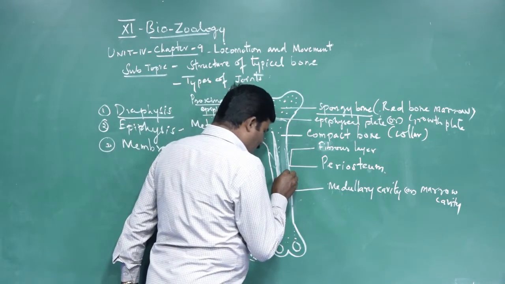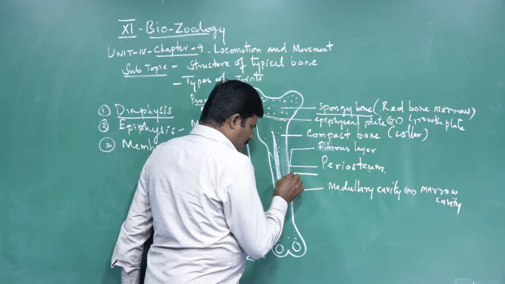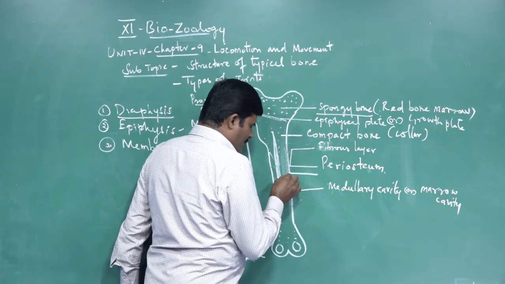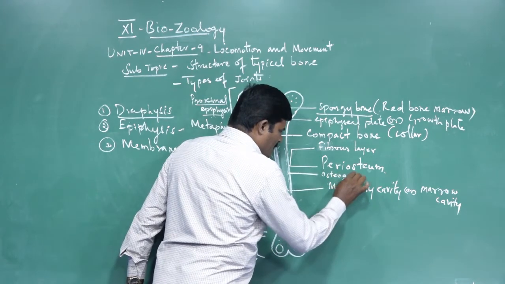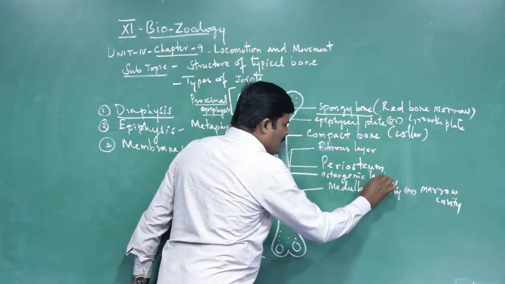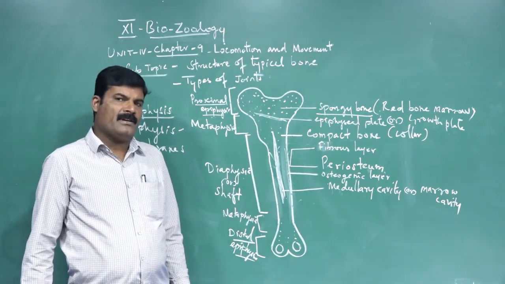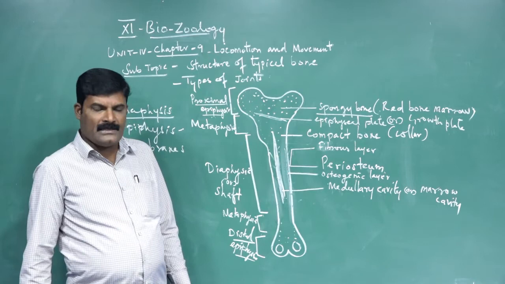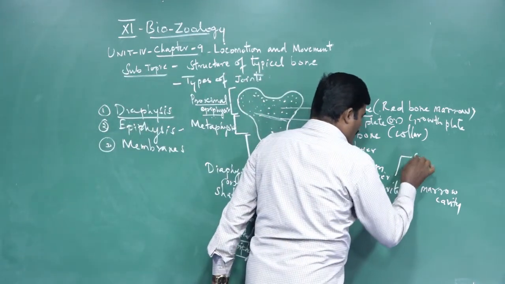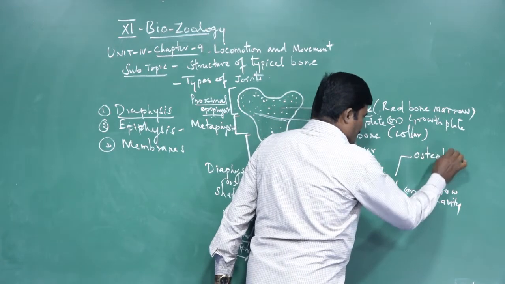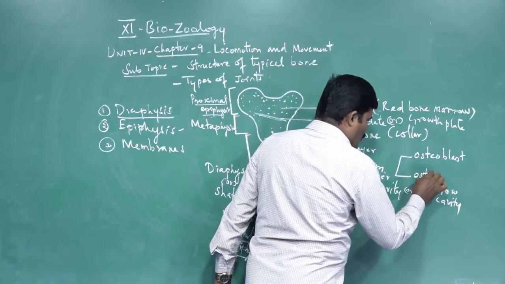The inner layer of the periosteum is called the osteogenic layer. What is the role of the osteogenic layer? It is very important because it produces two cells in the bone. One is the osteoblast cell, and another one is the osteoclast cell.